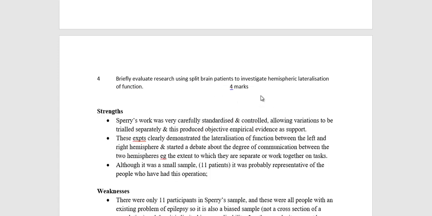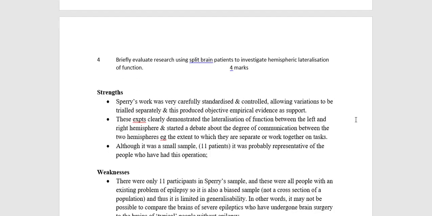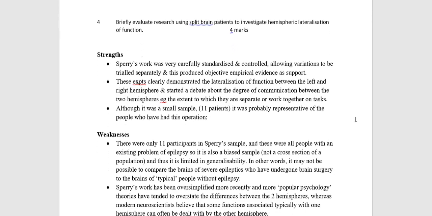Okay, so it's 4 marks, and so what you want to do is basically have maybe one strength well developed and one weakness well developed, or a couple of each, just briefly. So I've got a couple of things listed here which will be useful for you, hopefully. Okay, so let's start with the strengths.